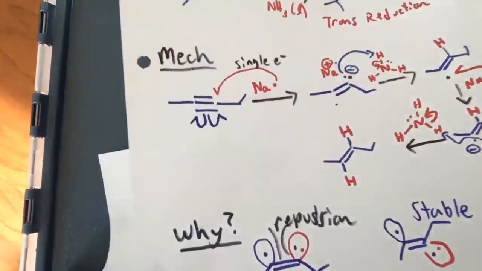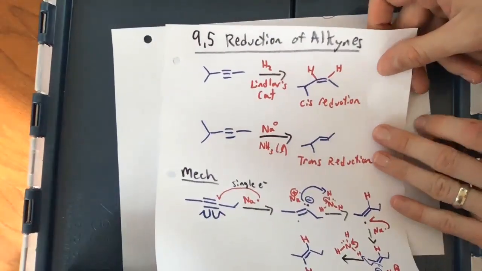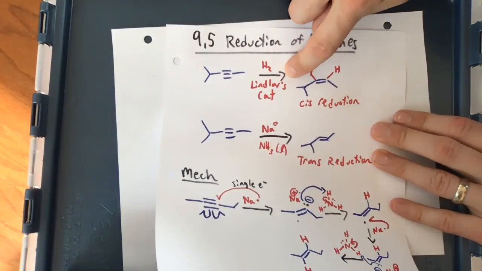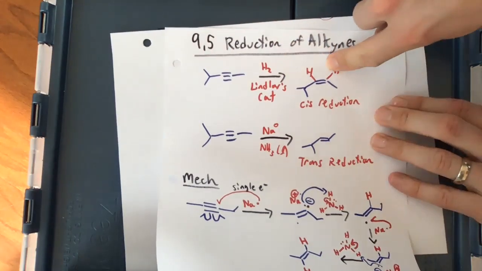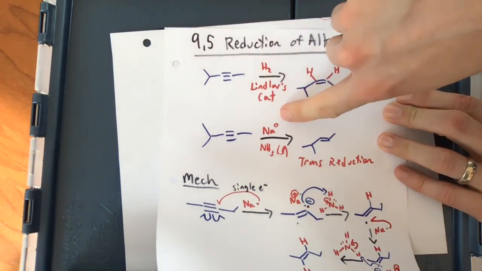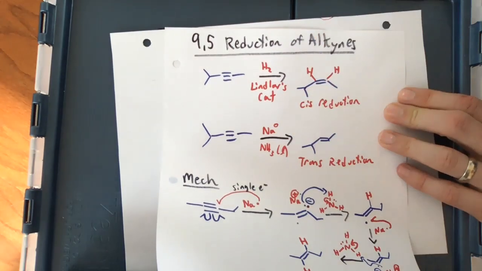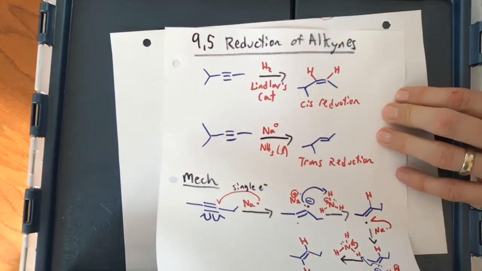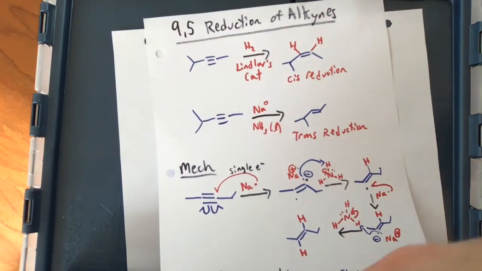So just to make things more clear, if you have an alkyne and you treat it with H2 and Lindlar's catalyst, you can stop at the cis alkene. To get the trans alkene, you need to use sodium metal and liquid ammonia to get the trans alkene from an alkyne. And this was section 9.5.